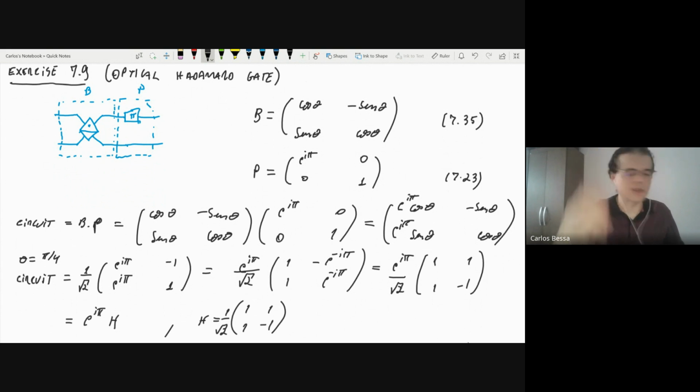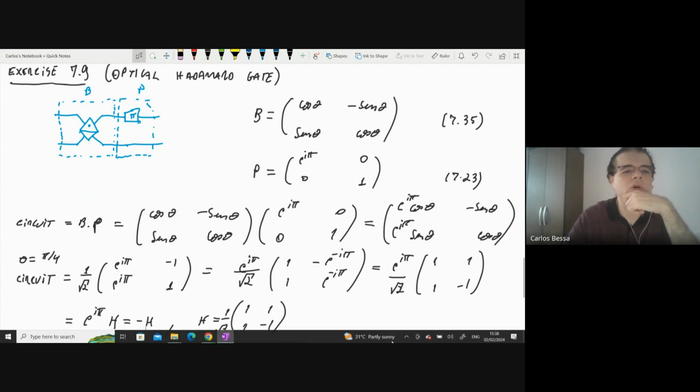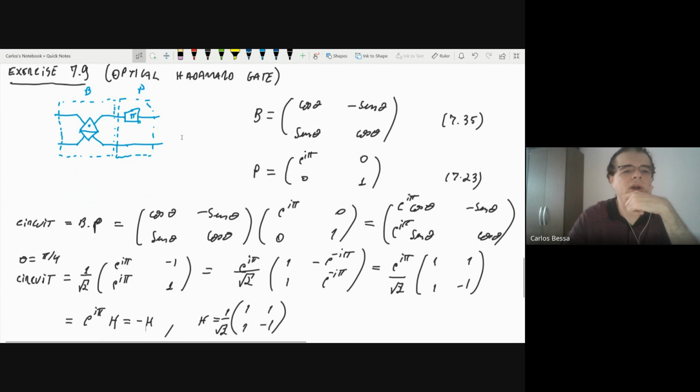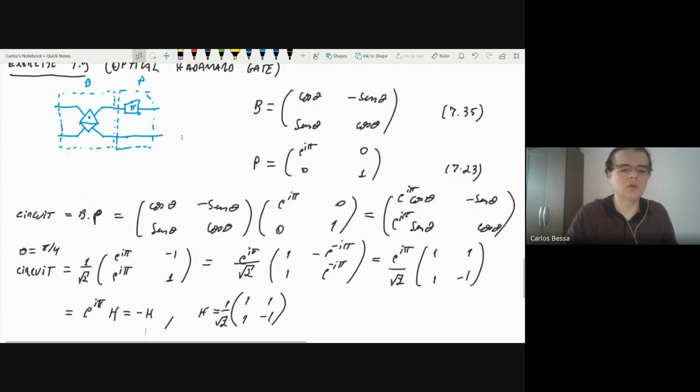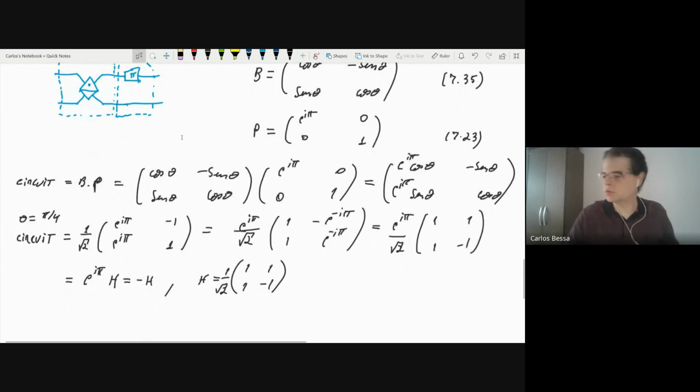This is what the exercise is asking, right? To show that this circuit, with one beam splitter and one phase shifter, I could have a Hadamard. In this case it's a phase, so it doesn't make a difference. In the end this is minus Hadamard, and the sign is not important. So we have here the optical representation for the Hadamard gate. Okay, simple circuit.